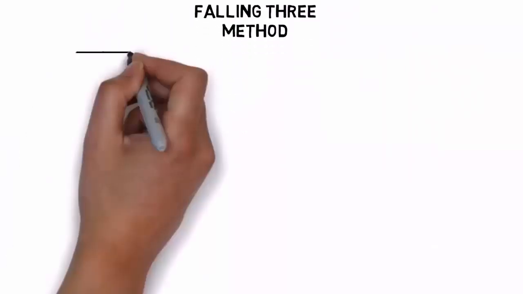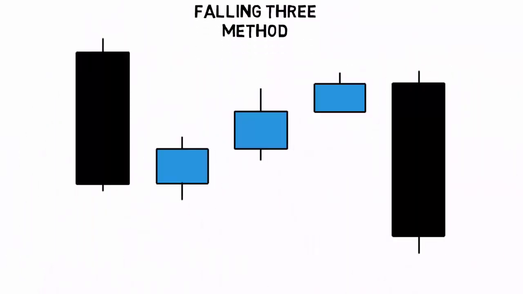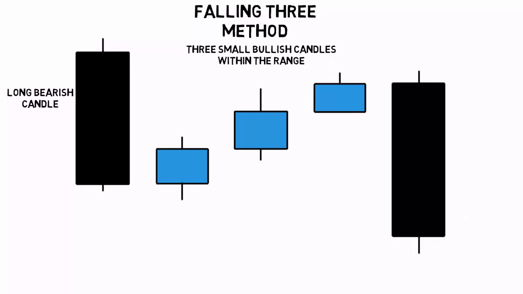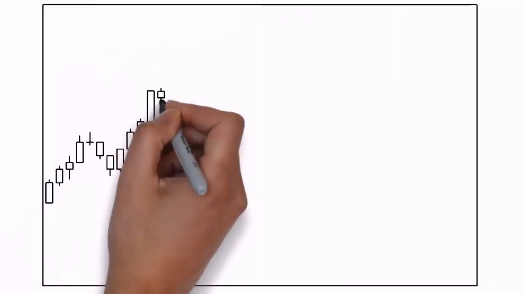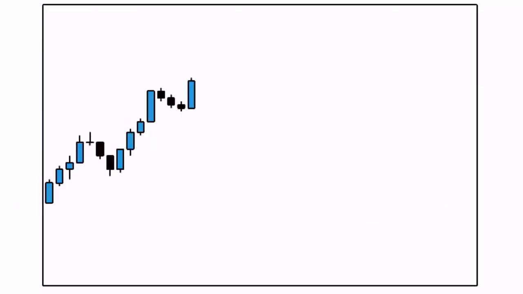The falling three method is a 5-candlestick bearish continuation pattern. The first candlestick is a long bearish candle. The next 3 are small bullish candles within the first candlestick's range. And the 5th is a long bearish candle that manages to close below the first candlestick's close and creates a new low. As the rising three method is a bullish continuation pattern, we will only look for it in an uptrend.